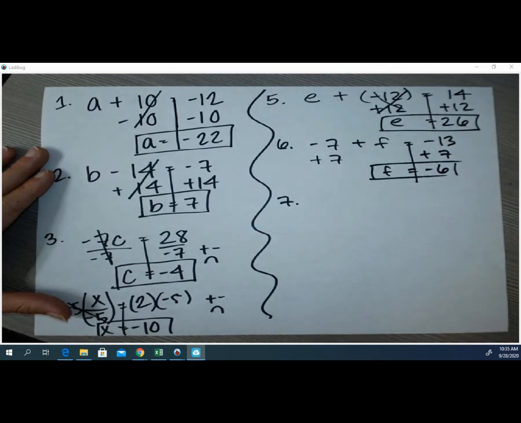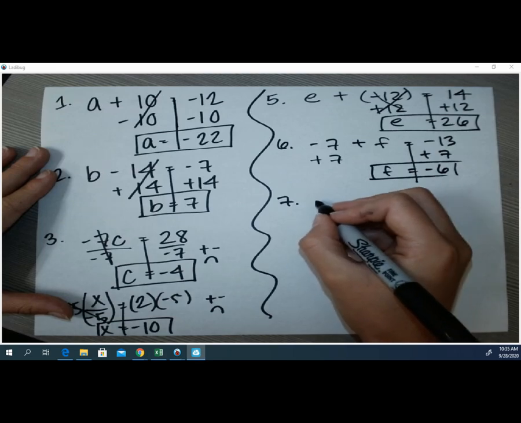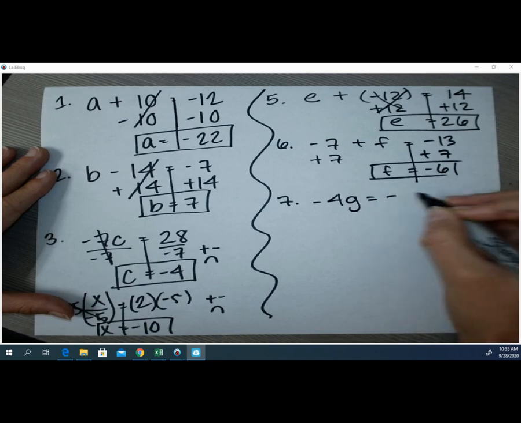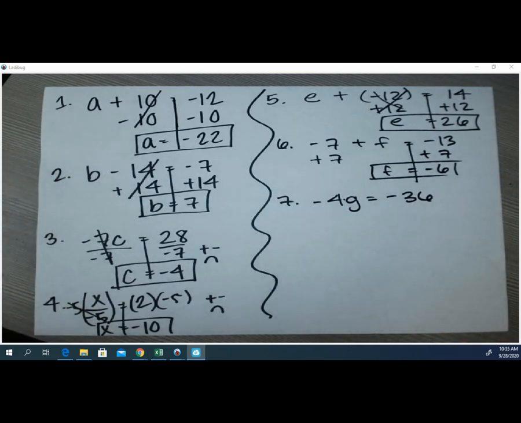Question number 7. Let's say that I have negative 4G is equal to negative 36. When it's touching, it's multiplication. So please pause and see if you can determine what G should be equal to.